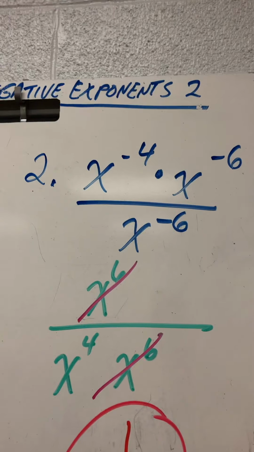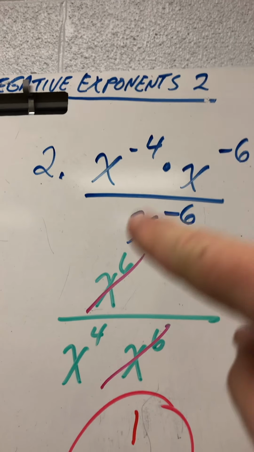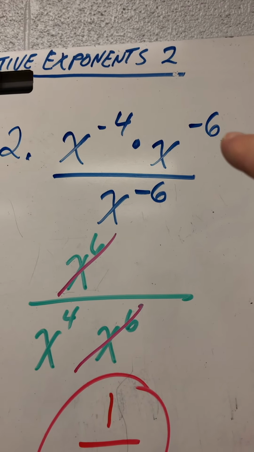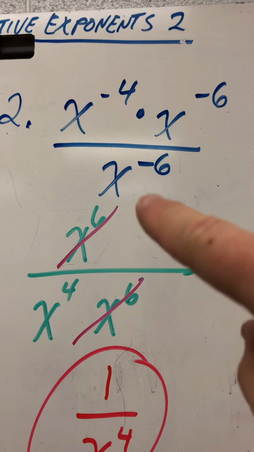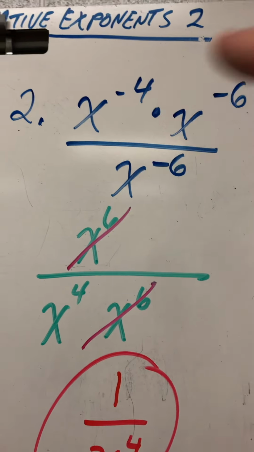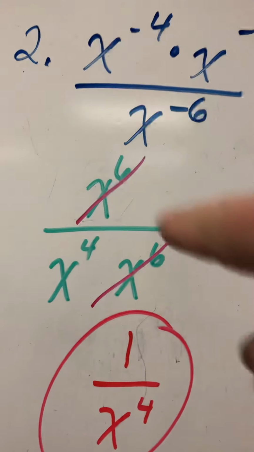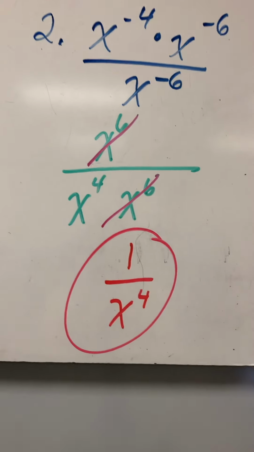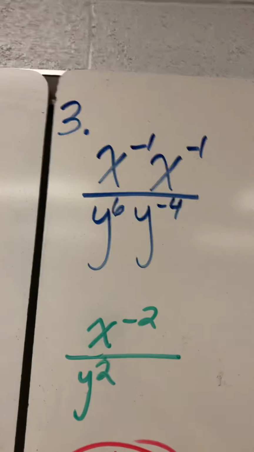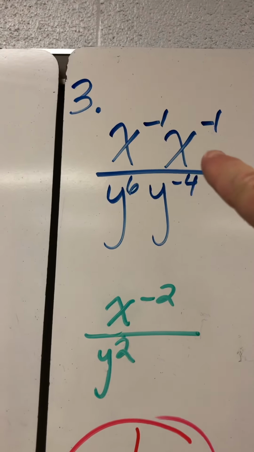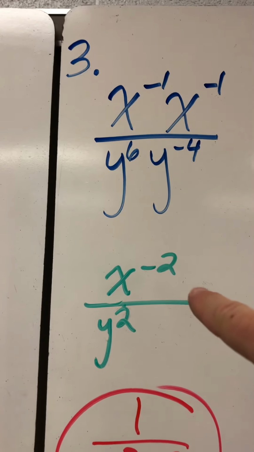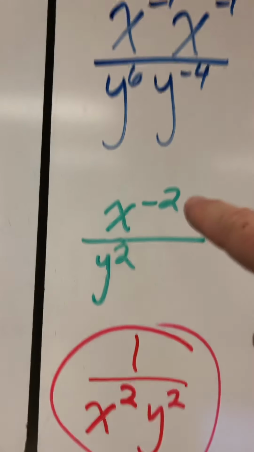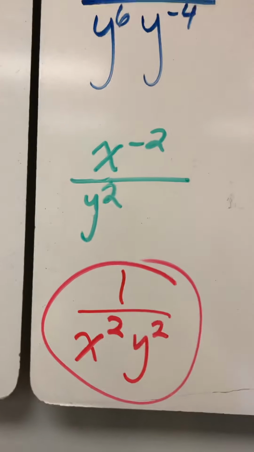I'm going to move this x to the negative fourth to the bottom, make it x to the fourth. Put this x to the negative 6 to the bottom, make it x to the 6th. Move this x to the negative 6 to the top, make it x to the 6th. Those guys cancel. You're left with 1 over x to the 4th. X to the negative 1, x to the negative 1 makes x to the negative 2. 6 minus 4 is 2. So you got 1 over x to the 2, y to the 2.